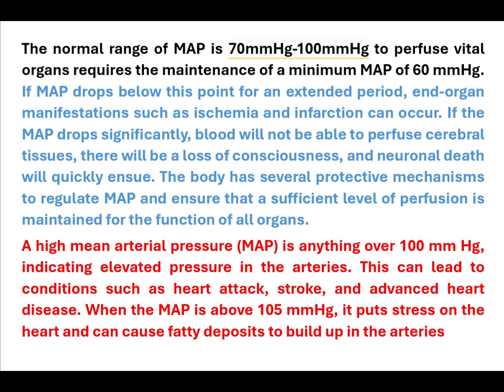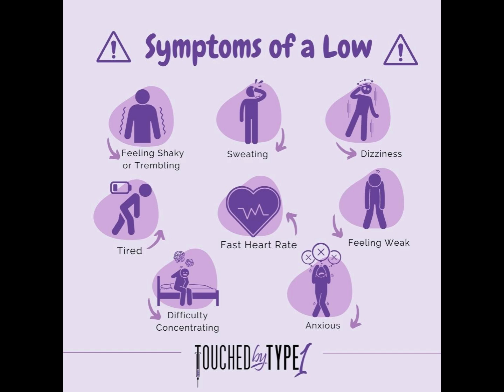The normal range of MAP is 70 to 100 millimeters of mercury. To perfuse vital organs requires the maintenance of a minimum MAP of 60 millimeters of mercury. If MAP drops below this point for an extended period, end organ manifestations such as ischemia and infarction can occur. If the MAP drops significantly, blood will not be able to perfuse cerebral tissues. There will be a loss of consciousness, and neuronal death will quickly ensue.